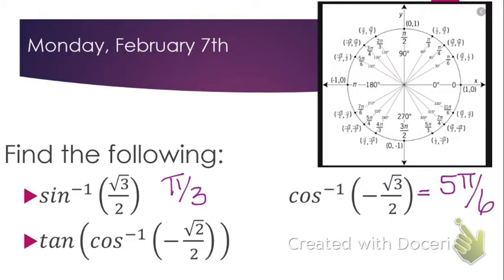Okay, now we have some composites, which is what we started on Friday in the video. So we're going to start by answering this question here. So what is the inverse cosine of negative root 2 over 2? So what angle, and then remember for cosine we're in quadrants 1 and 2. So what angle has a cosine of negative root 2 over 2? So that would be this.